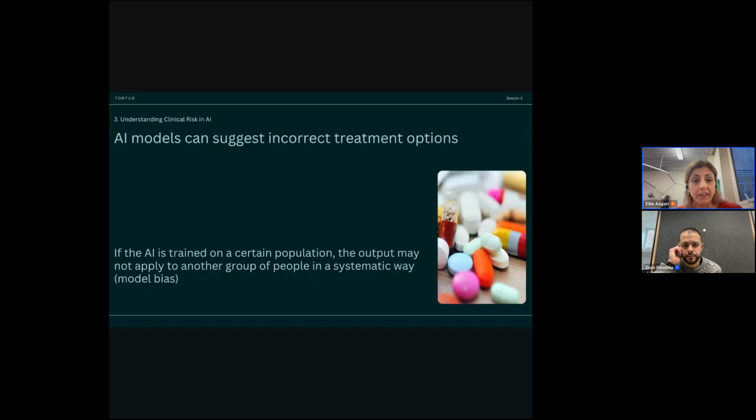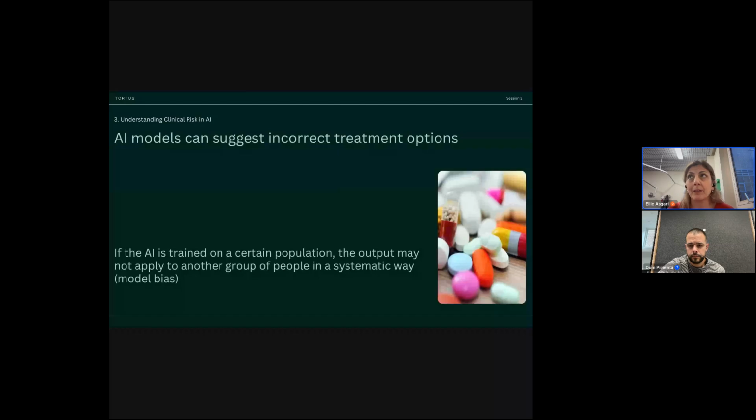Another really important thing is incorrect treatment options. You can think about many examples, but for example, in infectious diseases, every region has its own infection risk pattern. Even in the UK, different trusts and different areas have different epidemiology with regards to what type of bacteria is going around for urine infections and chest infections. So if you train your model to pick up infections and suggest treatment in one area, and then use it somewhere else, it might not give you the correct advice.